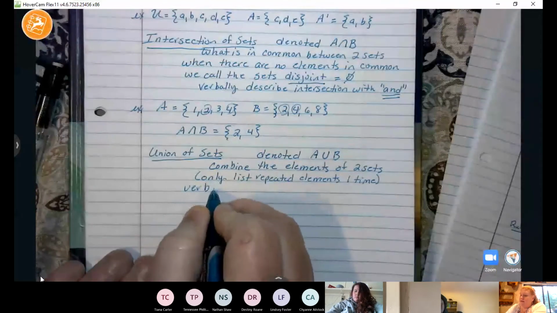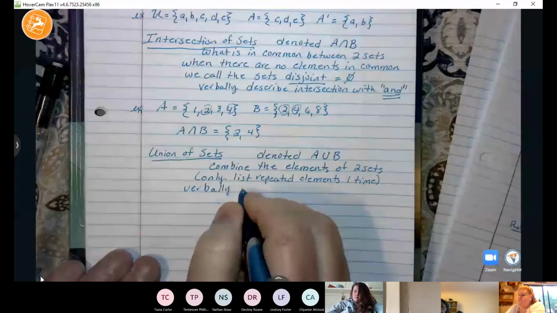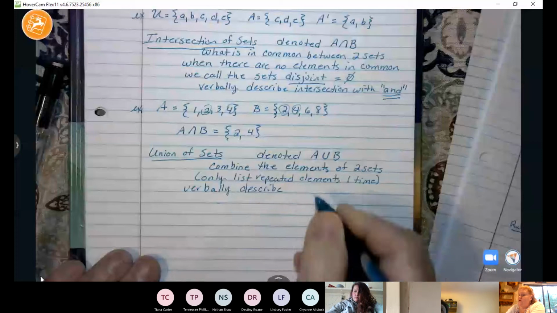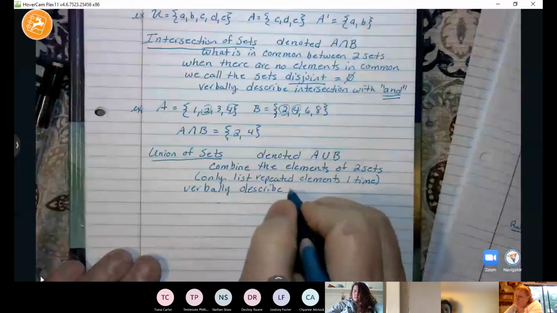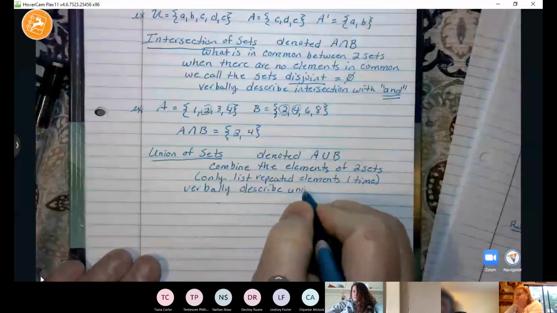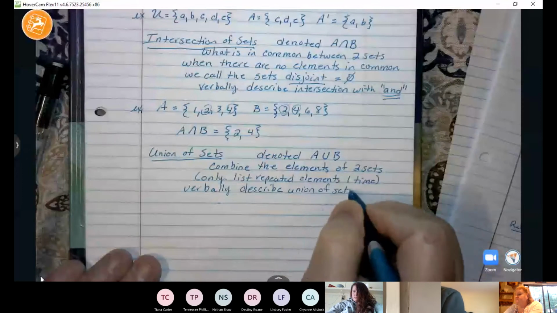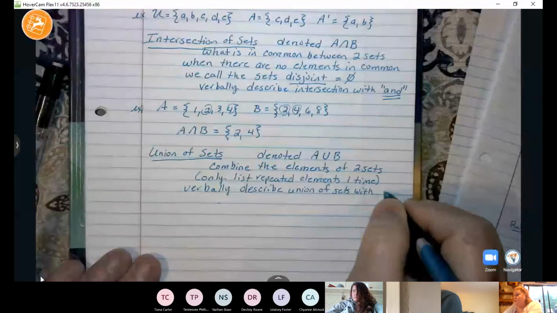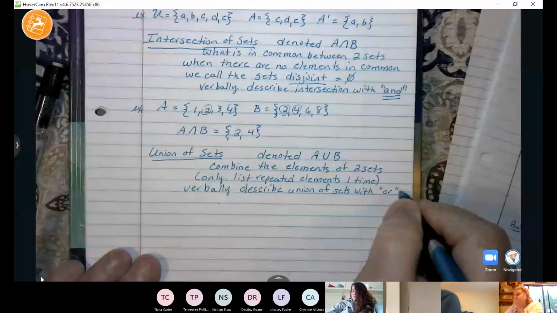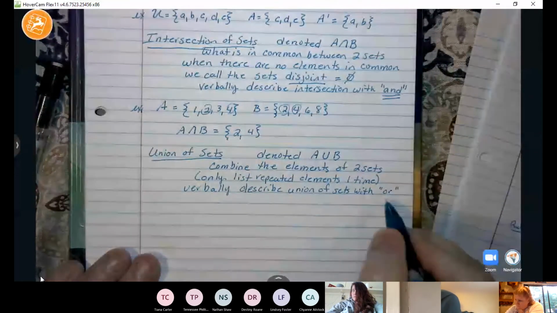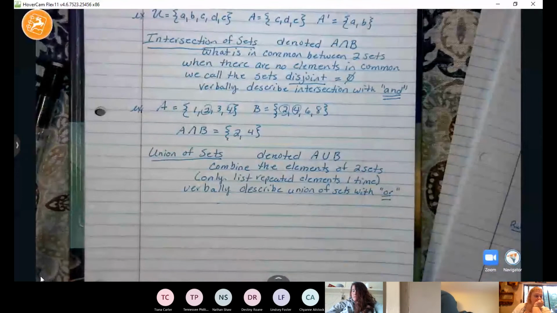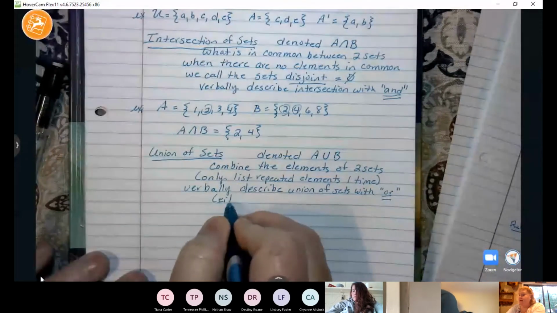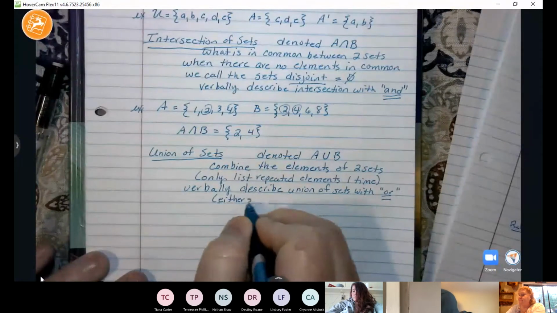When we verbally describe the union of sets, we're going to use the word or. Because we're talking about either set.